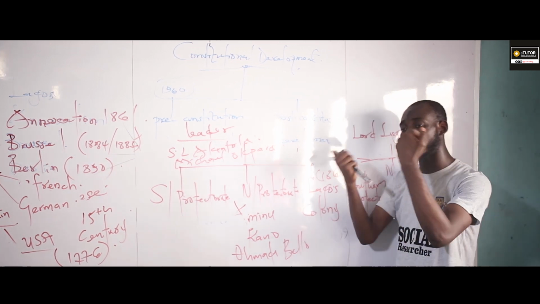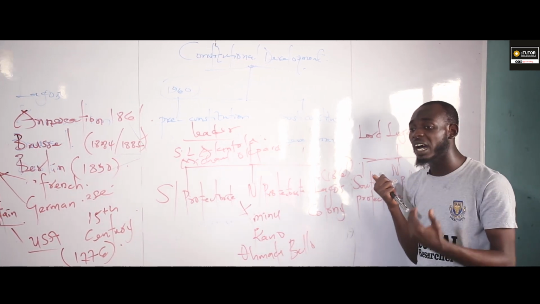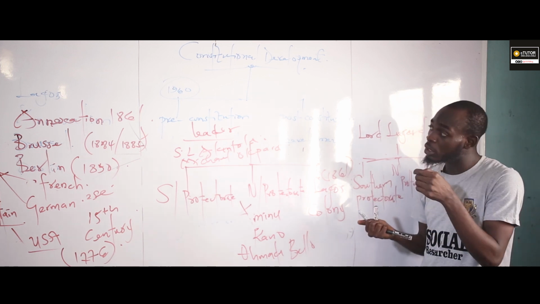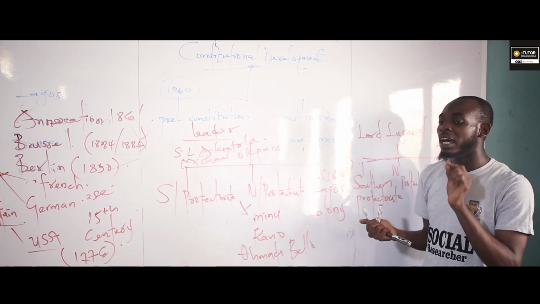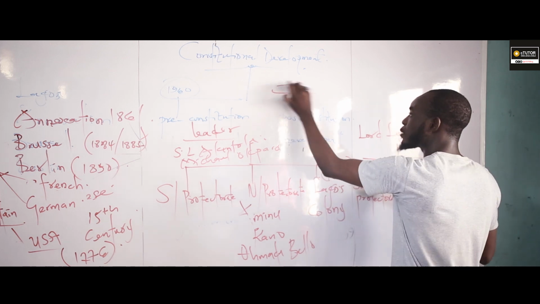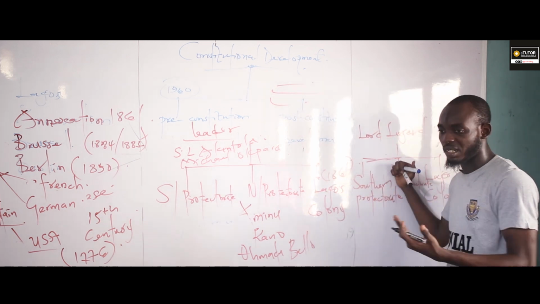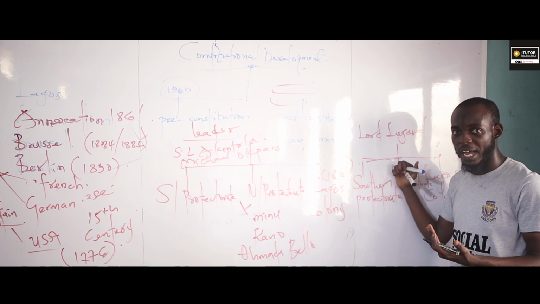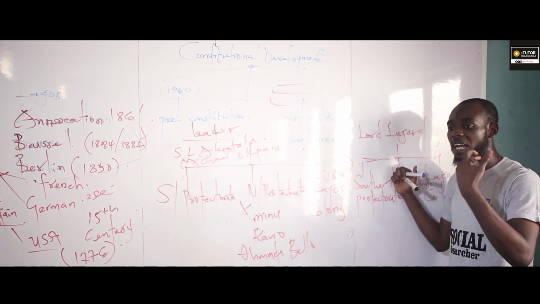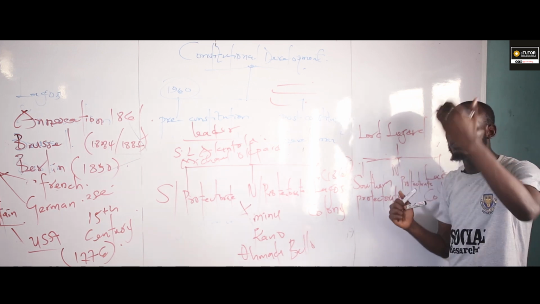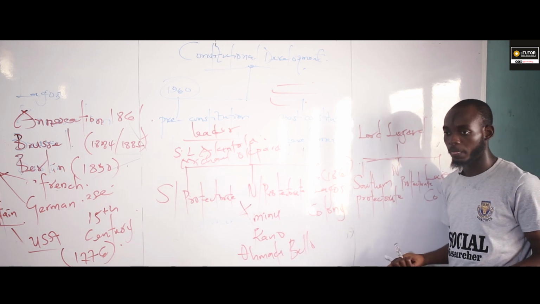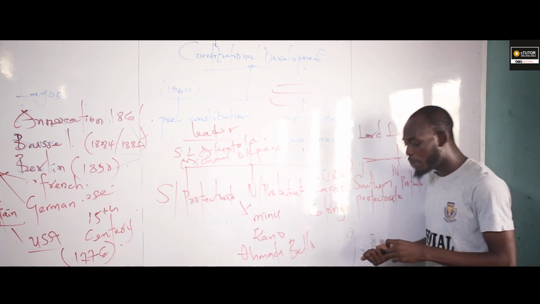It was after we got our independence that we started having governors. If you look at it, the governor aspect all started on May 27, 1967, where we have the likes of Yakubu Gowon subdividing Nigeria into 12 states. Am I communicating now?